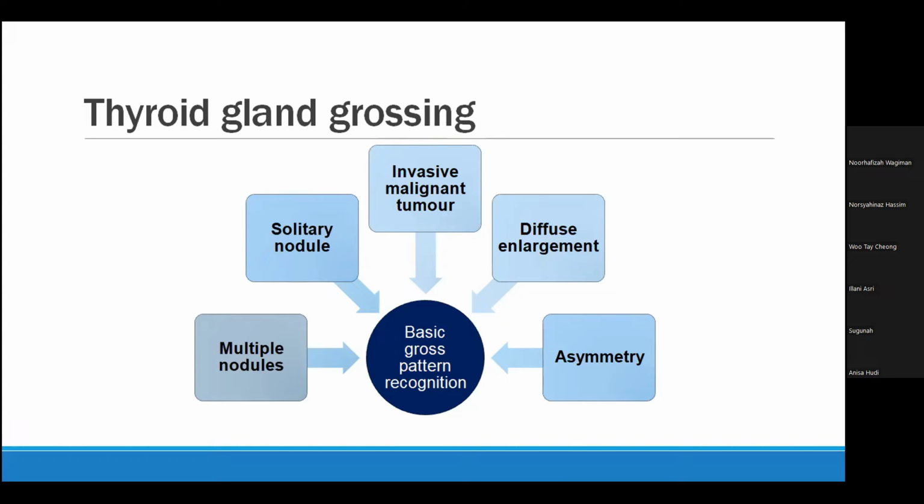Or the gland is diffusely enlarged. In what condition is it diffusely enlarged? Usually Hashimoto. Okay, and asymmetrical enlargement. Asymmetrical means one lobe is larger than the other. So most of the time when it's asymmetrical, it may point towards a neoplastic process. All right, so these will be your basic pattern recognition in thyroid gland cutout.